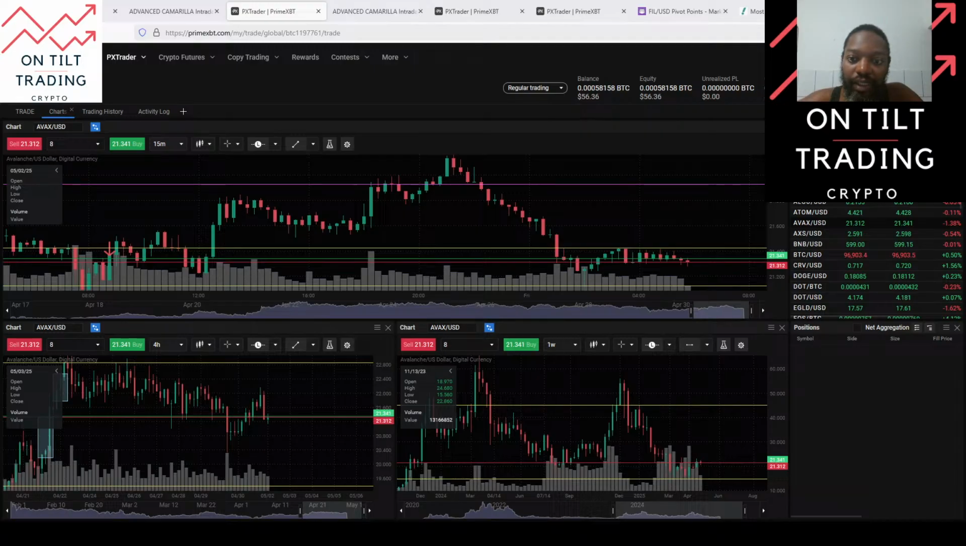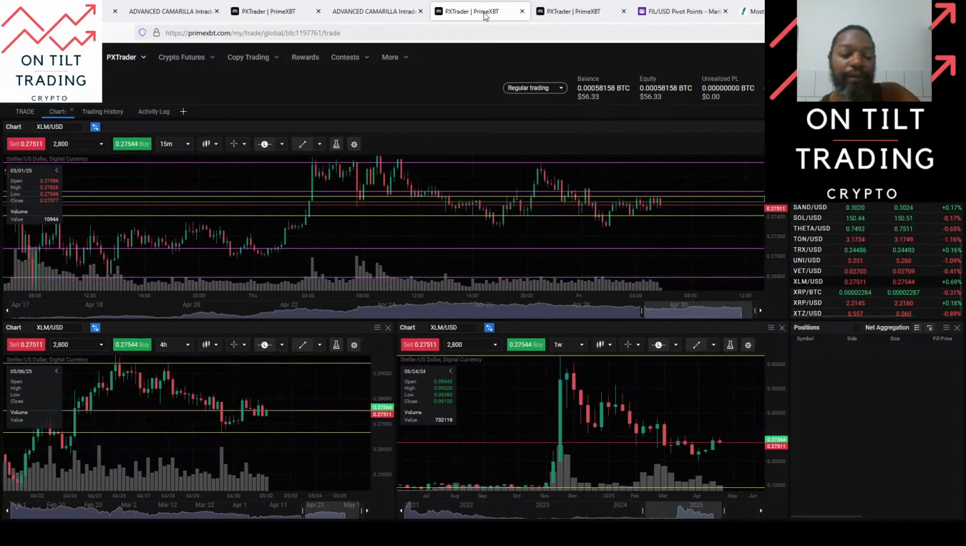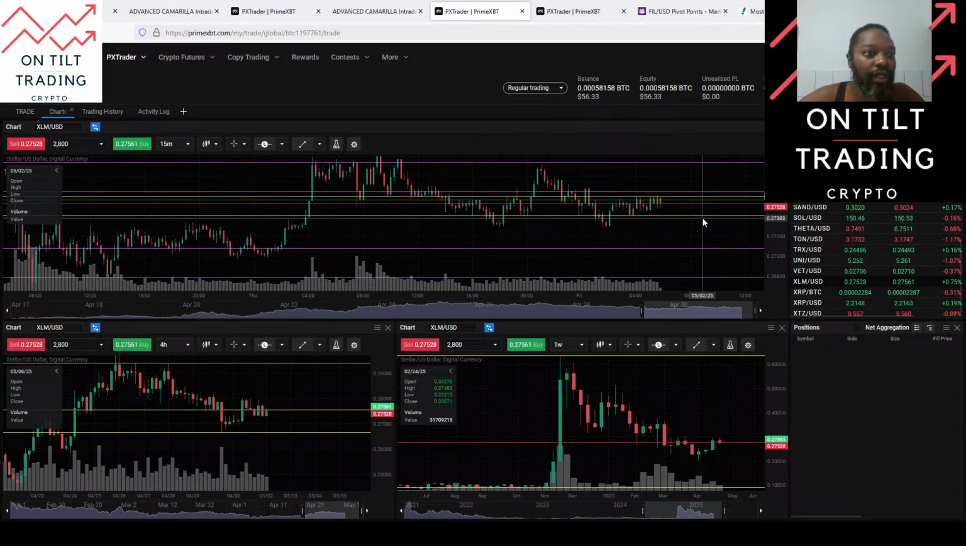But I do like this consolidation in this area. But we'll see how Avalanche performs over the course of the pre-market and New York Open. Next up we have Stellar. So Stellar is setting up differently than the other currency pairs, Solana and Avalanche.